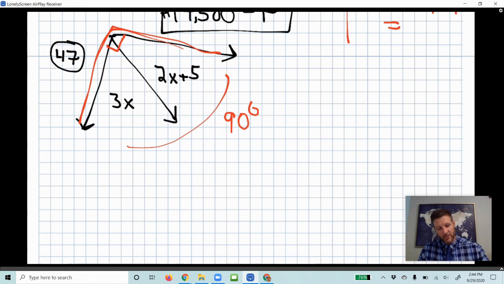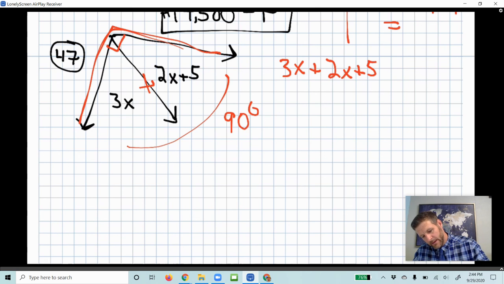In this case, it makes a lot more sense that if I add up these two angles, they're going to equal what they've given me, that little red box. They're going to equal the 90. And so there we go. That's my clue for the equation I need to write: 3x plus 2x plus 5 equals 90. And now we can just rock and roll and solve this.